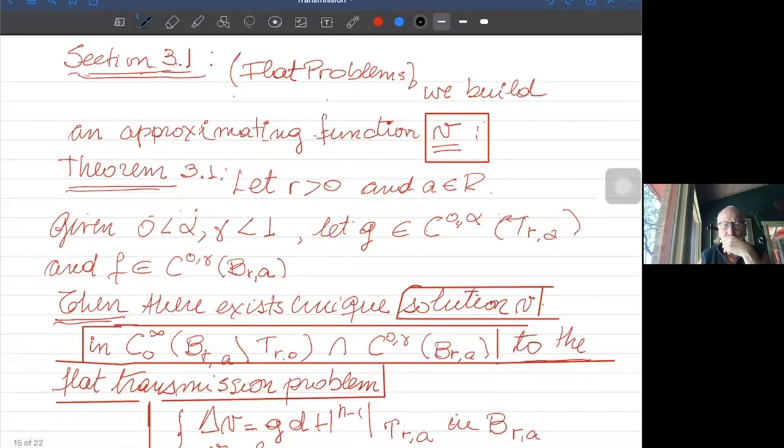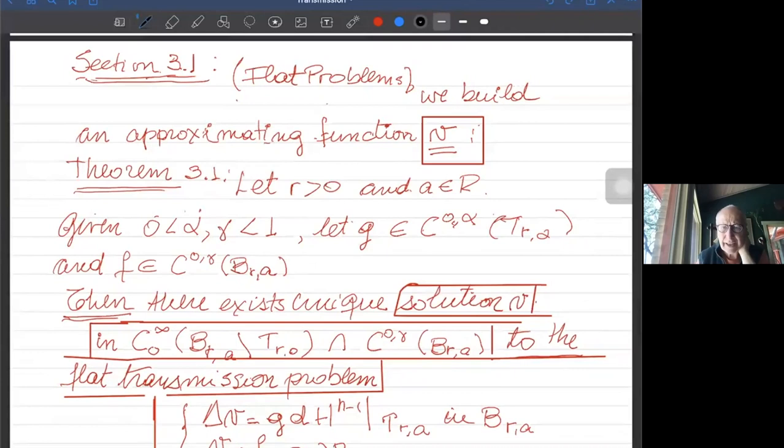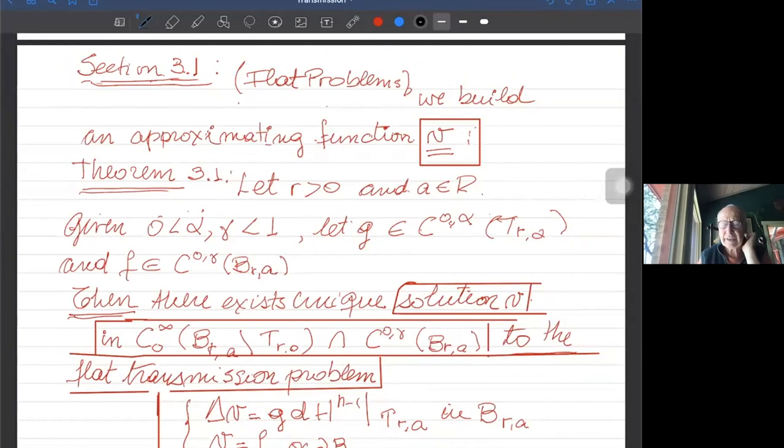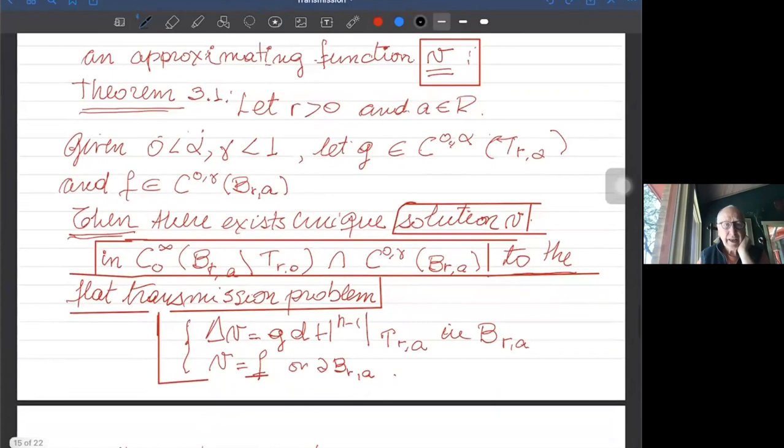a constant R bigger than zero and a value a in R, and given zero less than alpha less than gamma less than one, let g be in C^{0,alpha} on the transmission surface of radius R, and f in C^{0,gamma}.